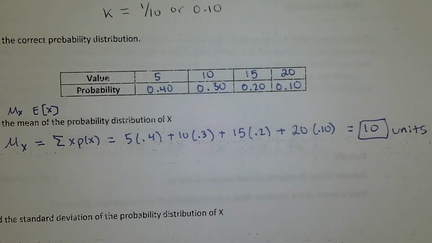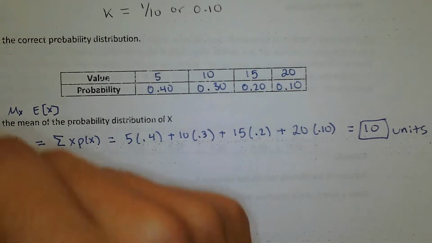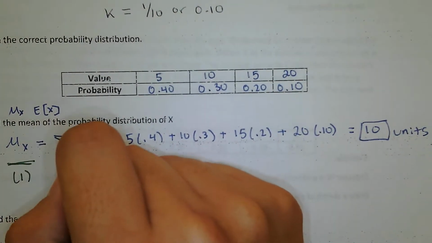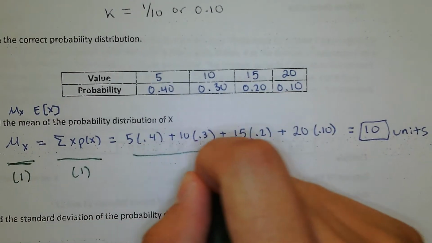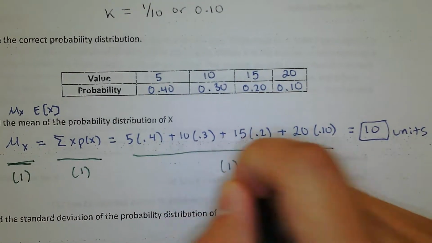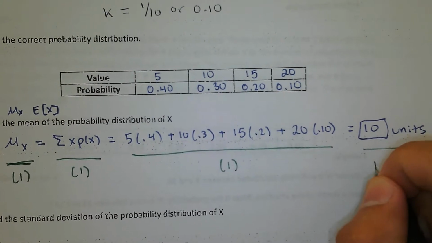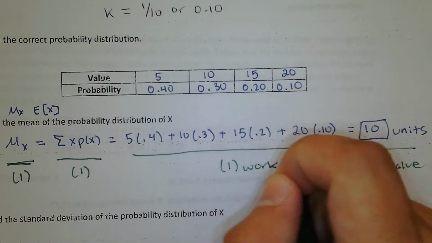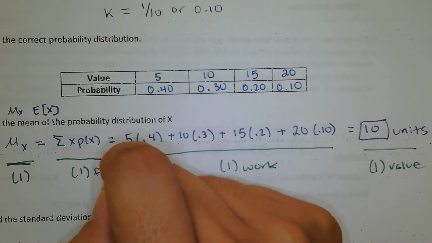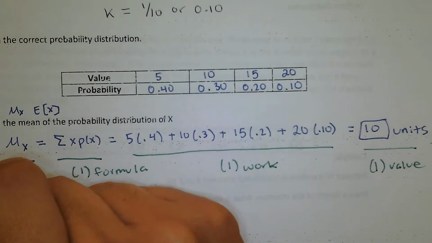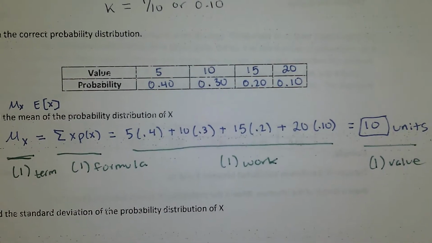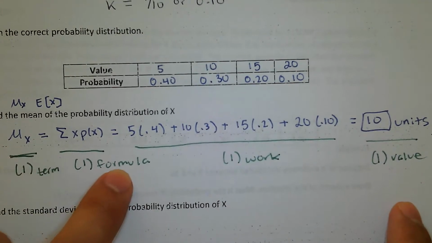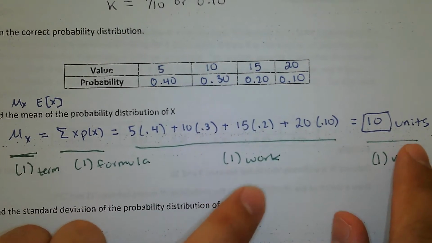And as a reminder, the way we grade is that we look for what you are doing, so that's worth 1 point. And what does it mean? What does it look like? This is where you show your substitution or your work. And then lastly, your value. So the value, the work, the formula, and I guess the term. I don't really know what to call this, the statistic. But these are how we grade. We look at what are you doing, what does it mean, what does it look like, and then what does it come out to.